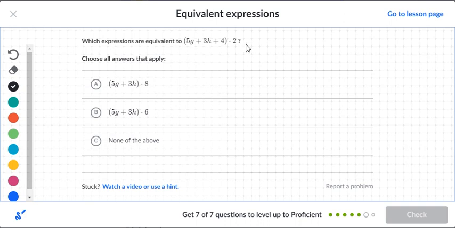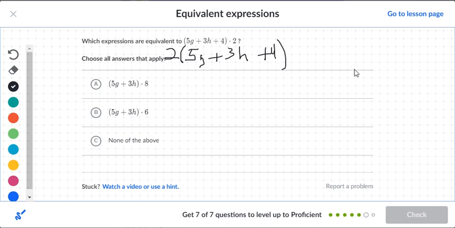Okay, now we want to figure out which expressions are equivalent. Now here they're trying to be a little bit tricky. They put the 2 in the back. So really you could rewrite this and put the 2 in front. So let me go ahead and erase this. So let's start again. So we'll go with the 2 here. We'll try to put down our parentheses. That's a better parentheses there. So we go 5g plus 3h plus 4.